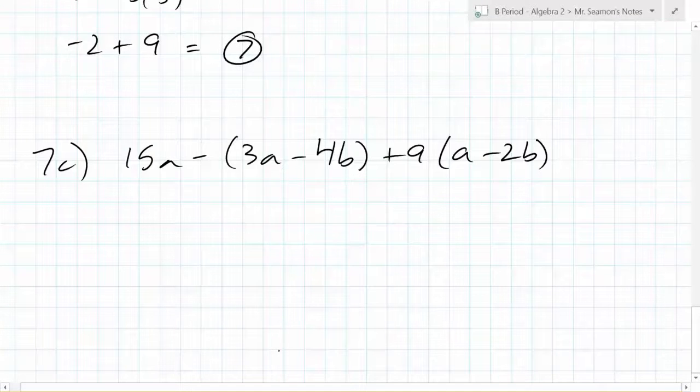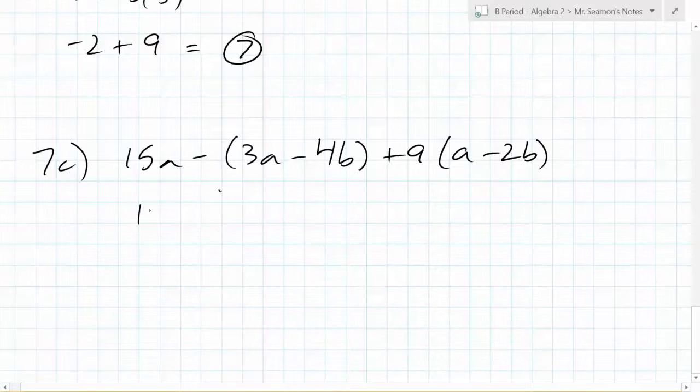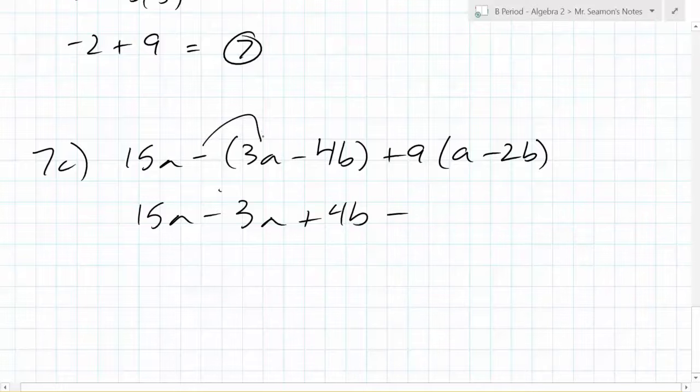Can you do the parentheses first? Why not? Because they're not like terms. Perfectly said. You can't combine them. So what do you have to do next? Distribute. So you have 15a. What are you distributing this time? The minus. Yeah, exactly. 15a minus 3a, and then plus what? Plus 4. The negative gets distributed in. Minus 9a minus 18b.